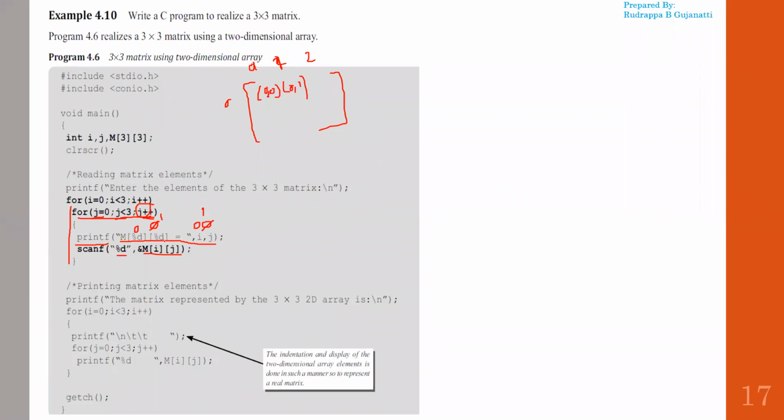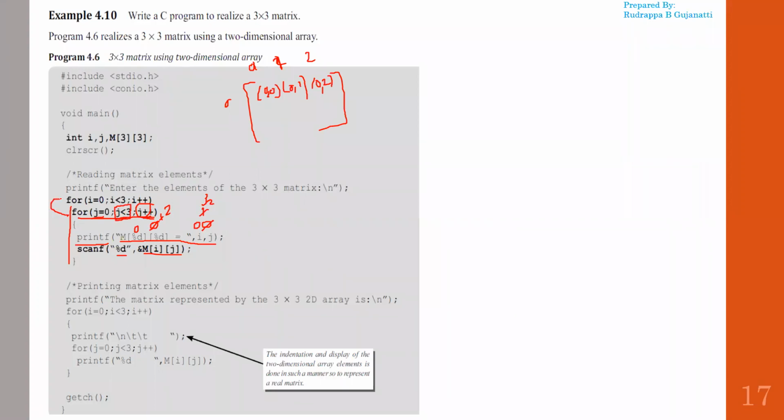So that element is accessed. In a similar way, j will be 2. The condition is still satisfied, so the third element of the 0th row is taken from the user. Now j will be 3. But what is the condition? Is 3 less than 3? False. Therefore, it comes out of the loop.